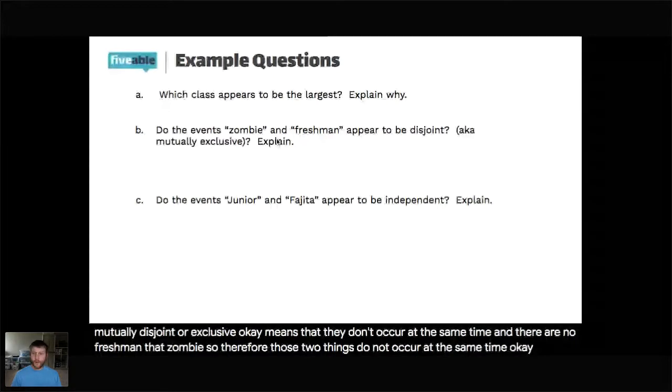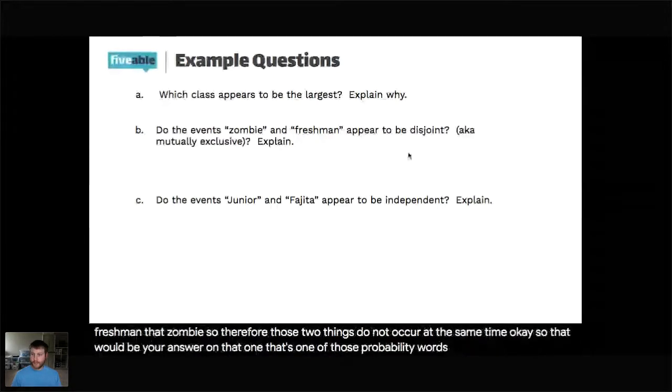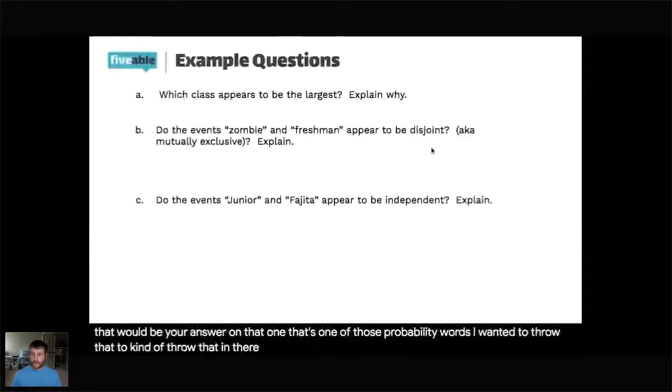That's one of those probability words. I wanted to throw that in there and make sure that you had seen that before.